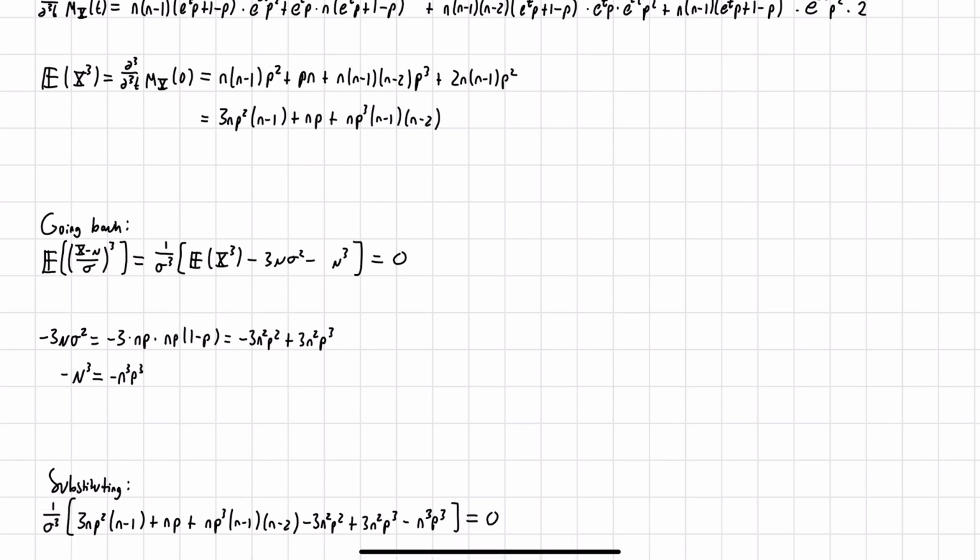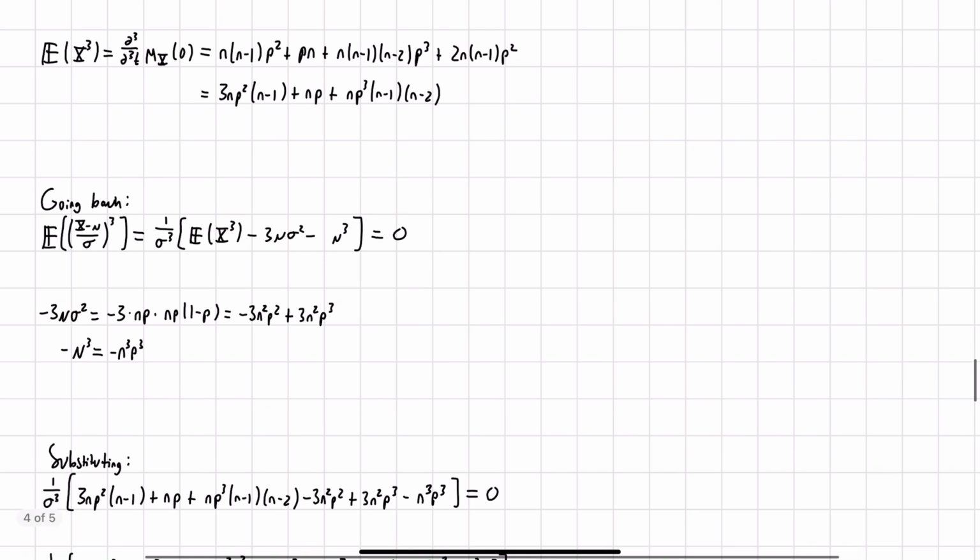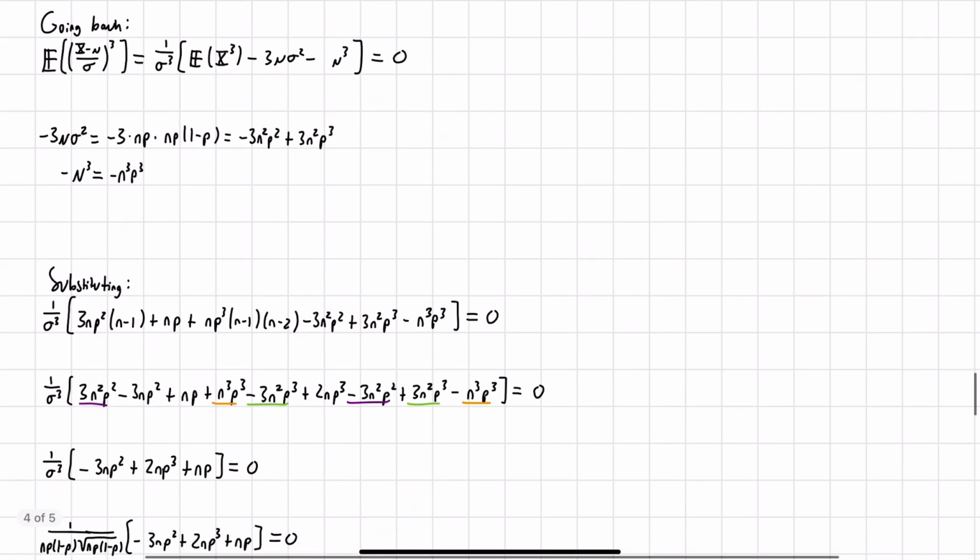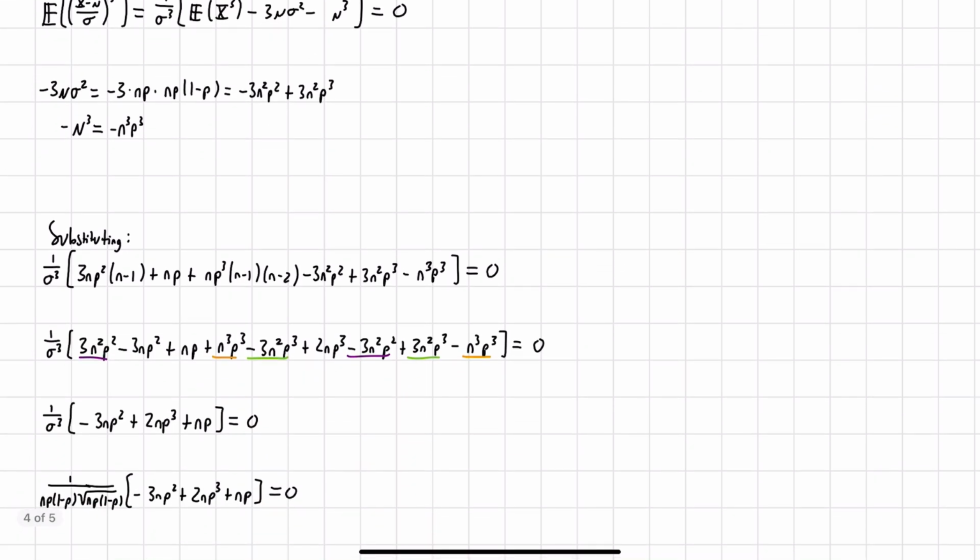And so some other things that I did here is negative 3 mu sigma squared, which is this expression term right here, can be simplified to this. And negative mu cubed is just negative n cubed times p cubed. So now we substitute everything, and this is what we get essentially right here.